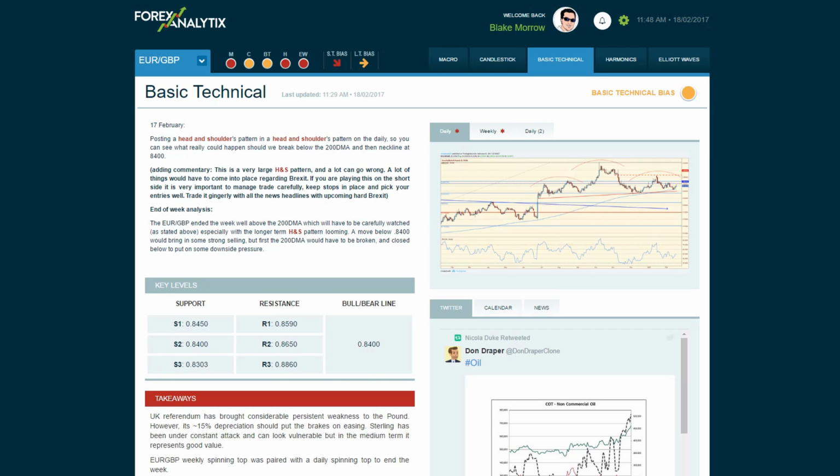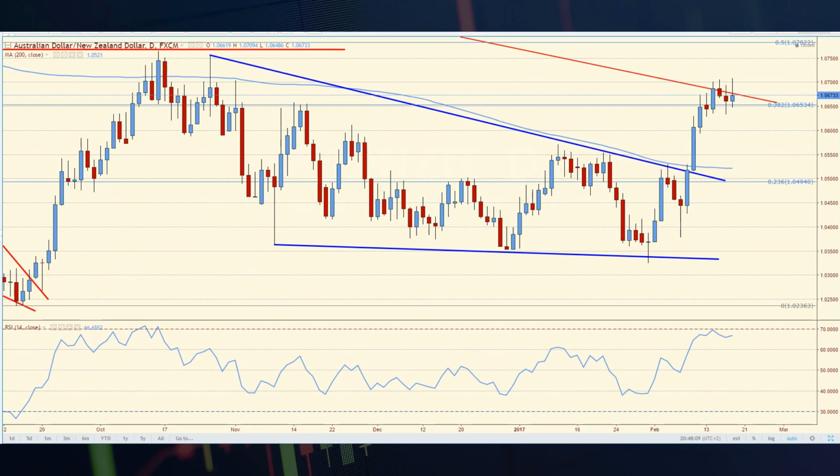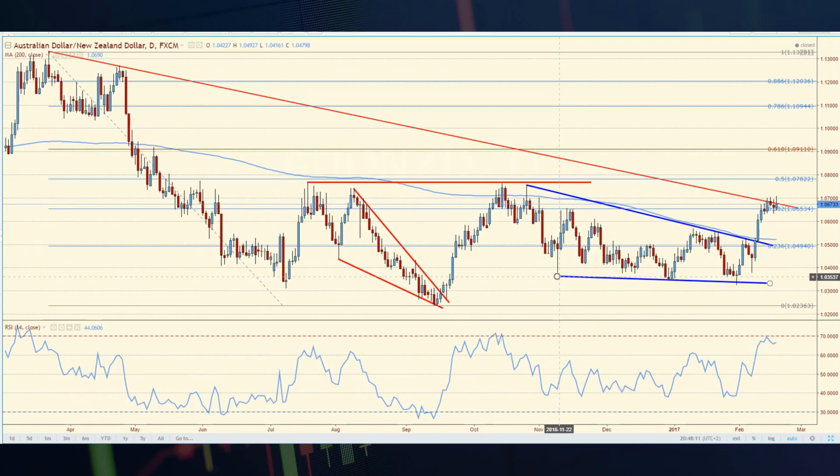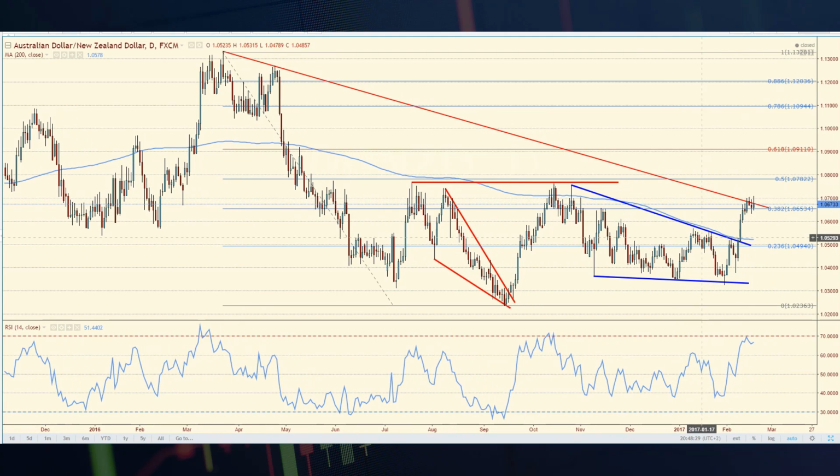The RBA Governor Lowe is speaking a couple of times this week. I also will take you over to the Aussie New Zealand, even though we don't follow this on Forex Analytics. At this point, we have initiated this pair in the past, but we may initiate it in the future. We had a big breakout of this wedge, and you can see this downtrend line. It's come into play, and we've been knocking our head up against 107 on the Aussie New Zealand.